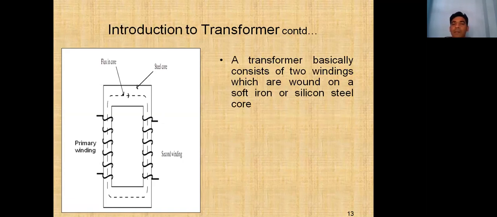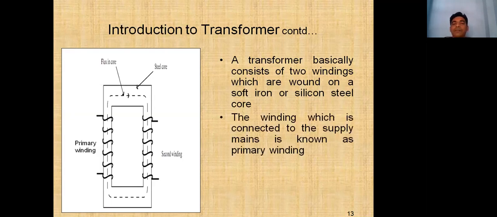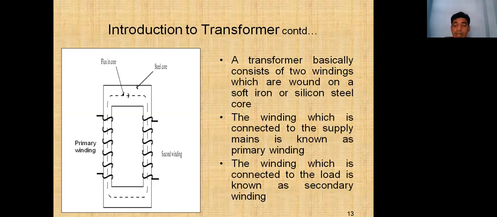A transformer basically consists of two windings which are wound on a soft iron or silicon steel core. The winding which is connected to the supply mains is known as the primary winding. The winding which is connected to the load is known as the secondary winding.